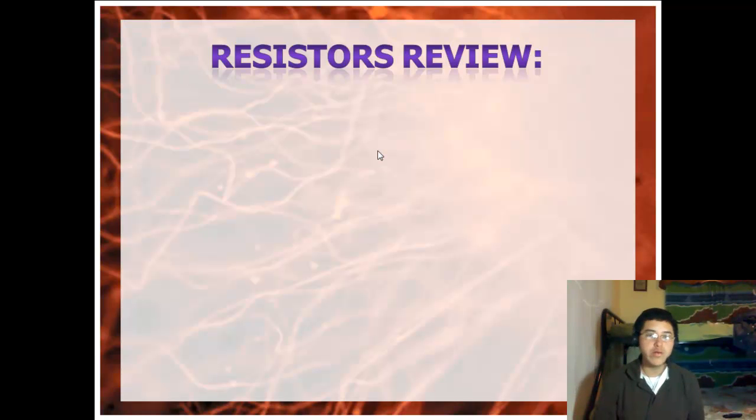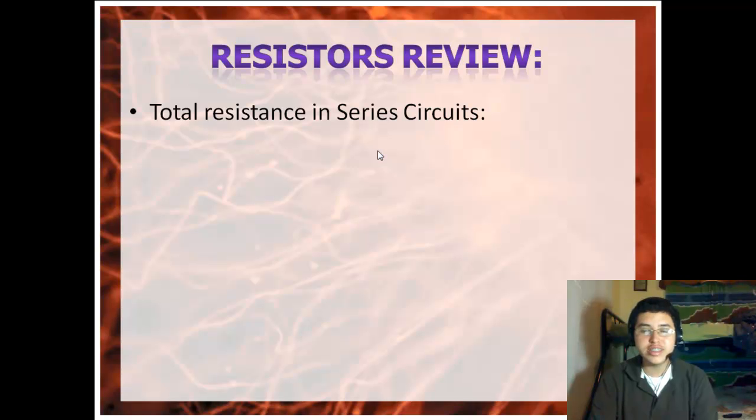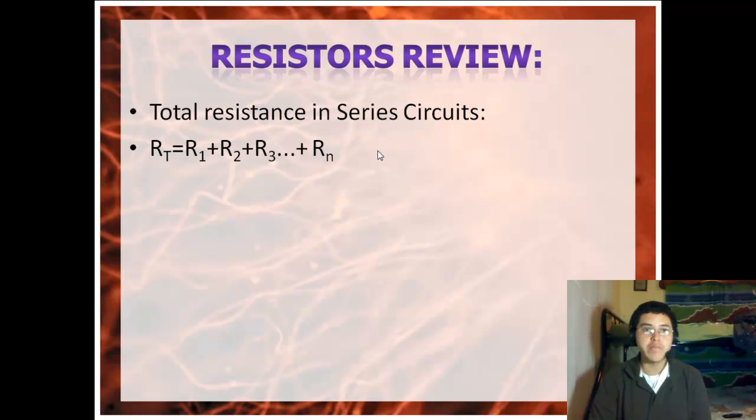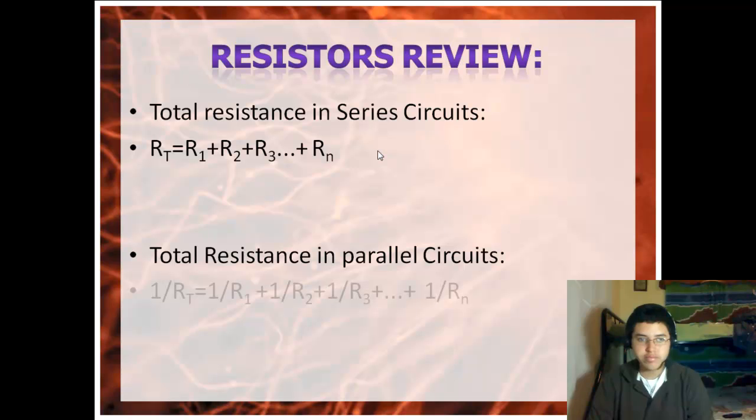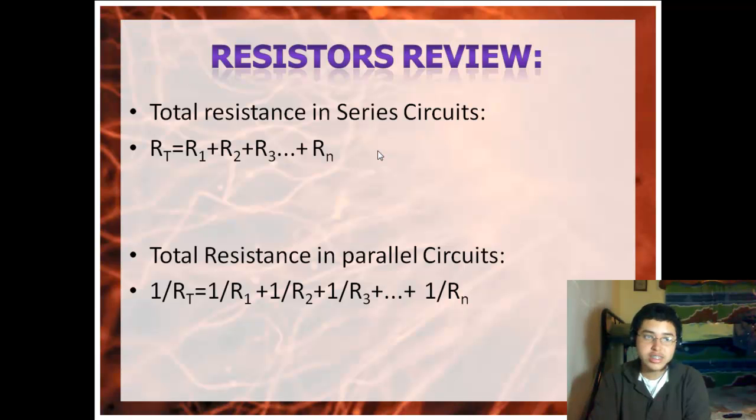Now we shall review what we have learned in resistors. For total resistance in series circuits, we see that the total resistance equals the sum of all the present resistances in the system. While for total resistance in parallel circuits, the total resistance is the reciprocal of 1 divided by the first resistance plus 1 divided by the second resistance, and that continues for all the resistances in the system.